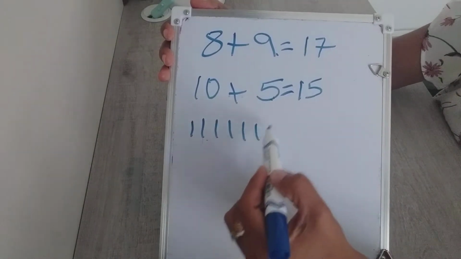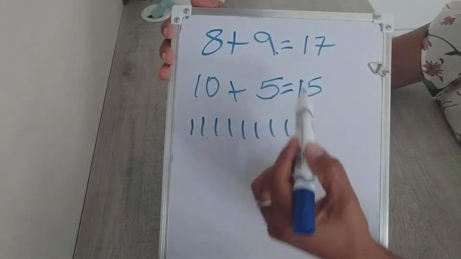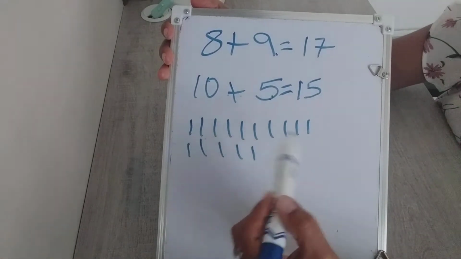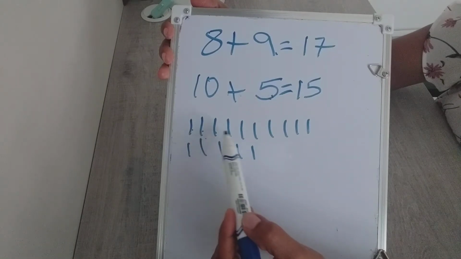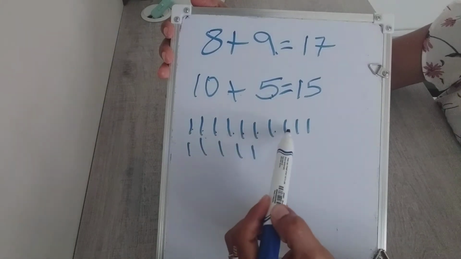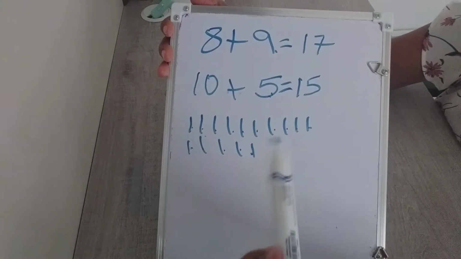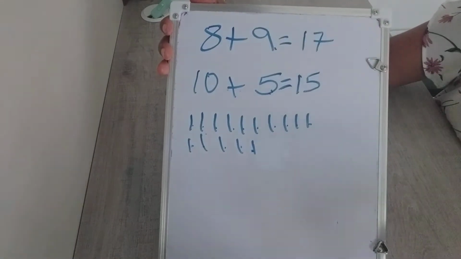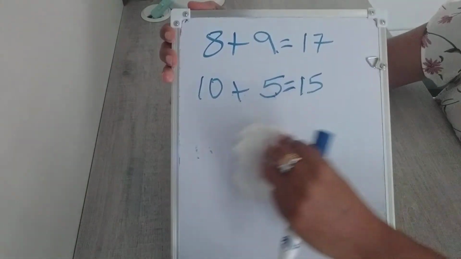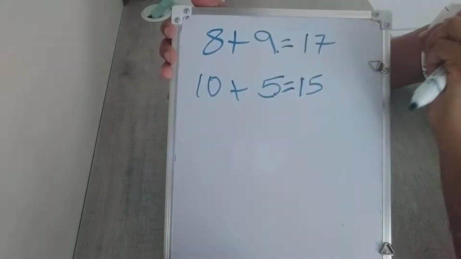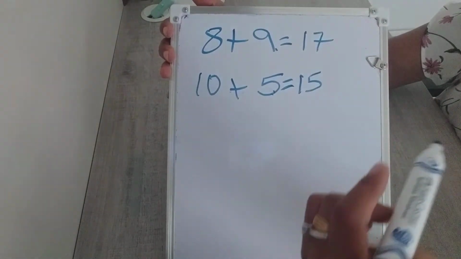Or if you don't know, you can count 1, 2, 3, 4, 5, 6, 7, 8, 9, 10. Again 5: 1, 2, 3, 4, 5. Together, all count: 1, 2, 3, 4, 5, 6, 7, 8, 9, 10, 11, 12, 13, 14, 15. If you have toys, count your toys also. 10 toys and 5 toys together, count.